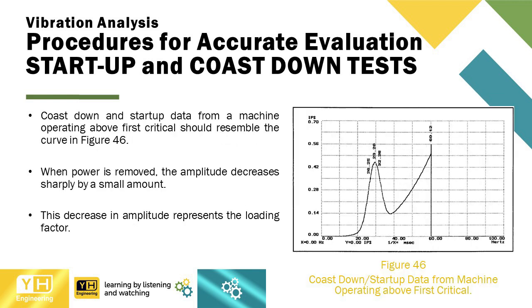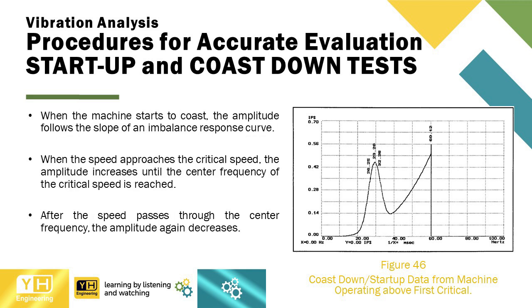Coast down and startup data from a machine operating above first critical should resemble the curve in Figure 46. When power is removed, the amplitude decreases sharply by a small amount. This decrease in amplitude represents the loading factor. When the machine starts to coast, the amplitude follows the slope of an imbalance response curve.